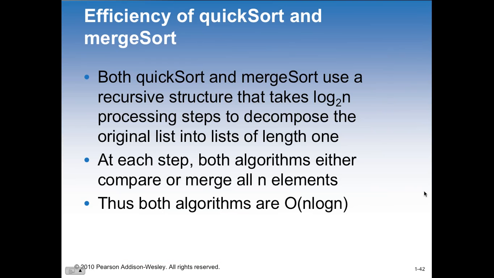Here we go. Let's look at the efficiency comparing the quicksort with the merge sorts. Both of them use recursive structures, and they take the same amount of efficiency, log 2 to the n, for processing steps to decompose the original list into the list of length 1. At each step, both algorithms either compare or merge on all of the n items, so both of the algorithms are at n log n. So they're about the same in terms of the efficiency. It depends on which abstraction you like better.